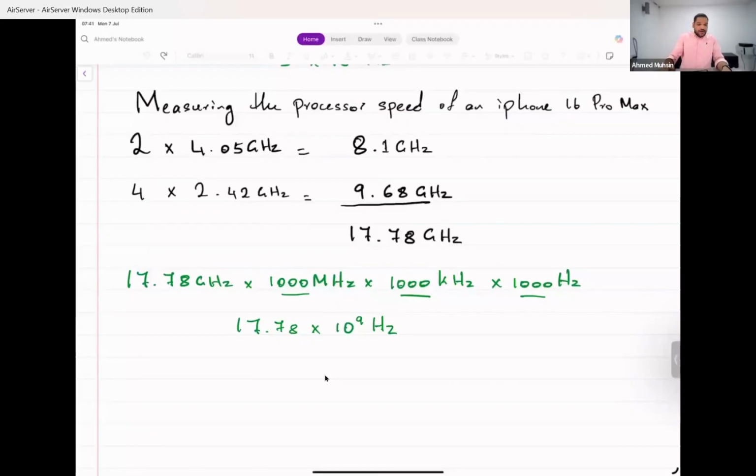Everybody okay with this? Do you guys understand why I took 2 multiplied by 4.05, 4 multiplied by 2.42? Do you all understand where these numbers come from? Because the iPhone processor was what type of processor? Hexacore, isn't it? I showed you, the iPhone processor was hexacore. Hexacore means how many cores? 6 cores. And the website told us 2 cores are working at this speed and 4 cores are working at this speed. That's why I multiplied them and added them up. Everybody okay with this? Sounds good?